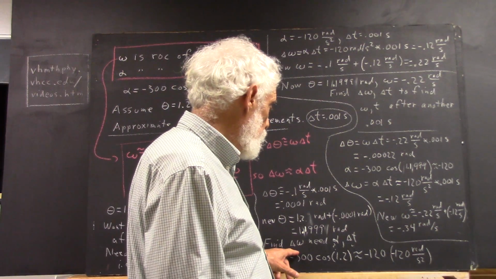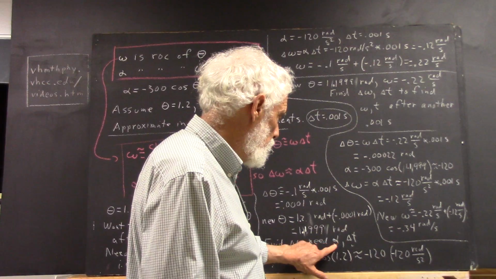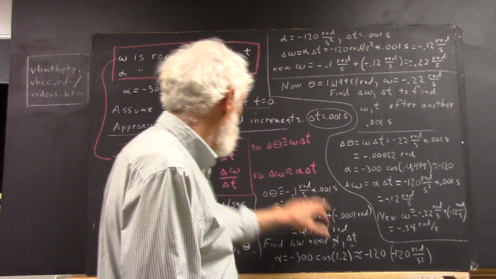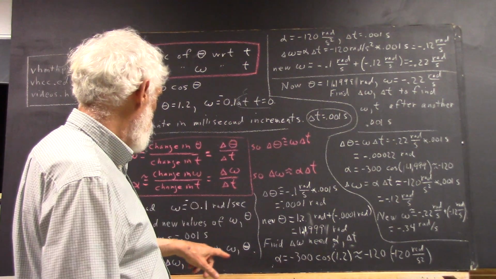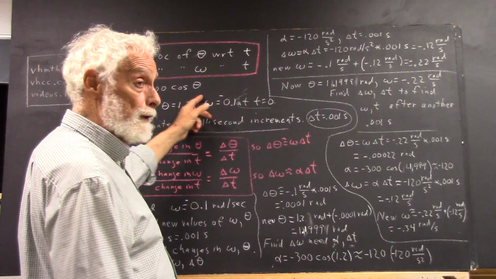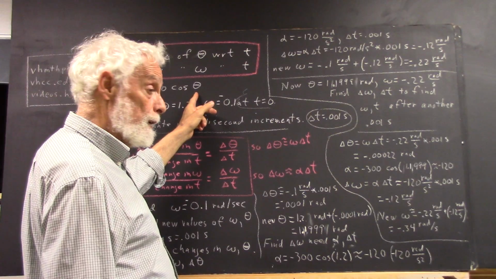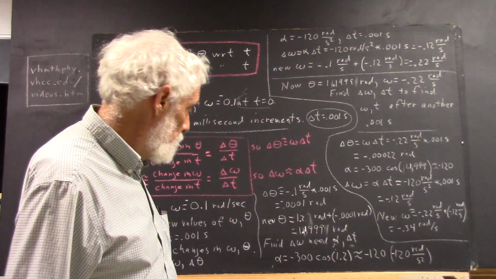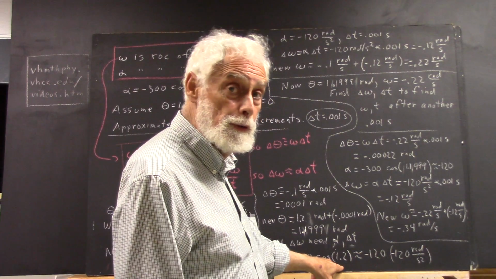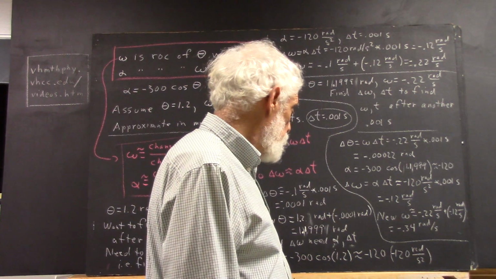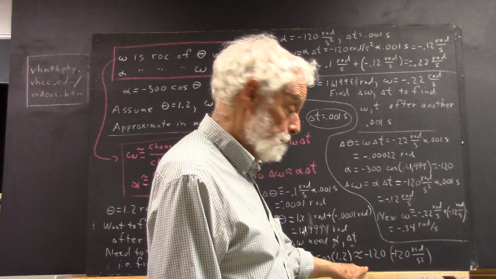So we want to find delta omega. So we need alpha and we need delta t. We know delta t, same as always. To find alpha, as we've said, we use this. Here's our definition of alpha. We've got to plug theta in here and find alpha. We do that. So alpha is going to be negative 300 cosine of 1.2 radians. And that's going to be pretty close to negative 120.